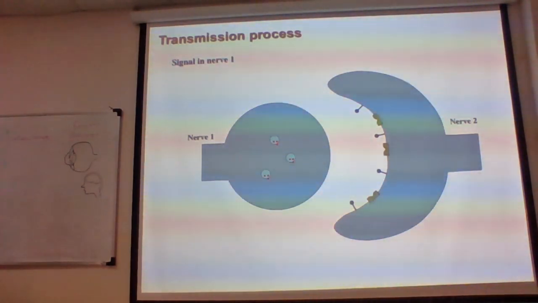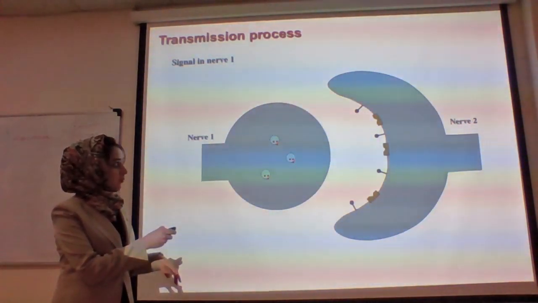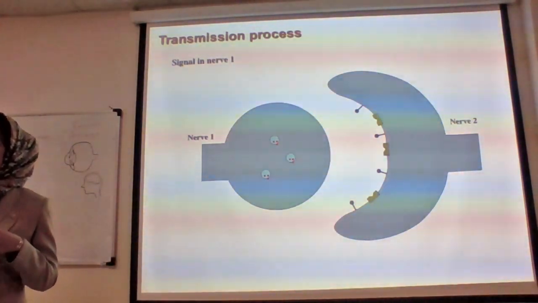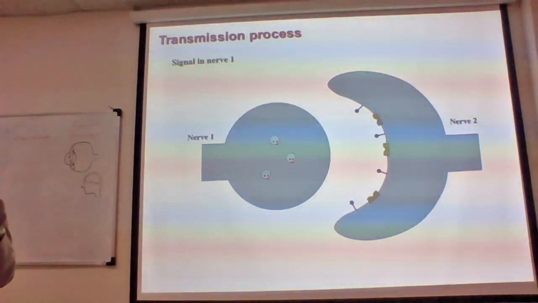So we have a signal. This red one is acetylcholine. And what about this blue, this green one? It is a receptor for acetylcholine. And these are the acetylcholinesterase, located in the postsynaptic membrane near the receptors in order to take action immediately.